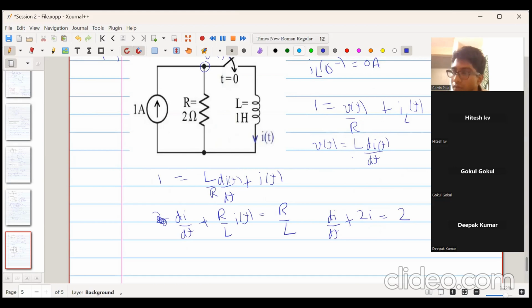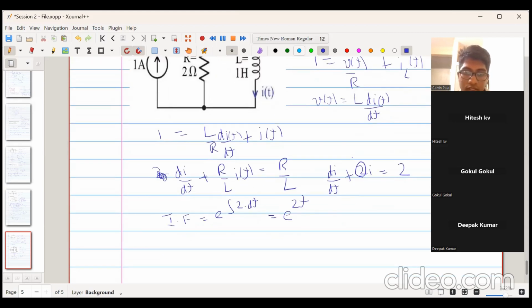Any doubts in this? So there's that concept of integrating factor, right? The integrating factor is equal to e raised to integration of 2 into dt, so it will be e to the power 2t. Then I will write I of t into e to the power 2t is equal to integration of 2 into e to the power 2t into dt plus some constant c.